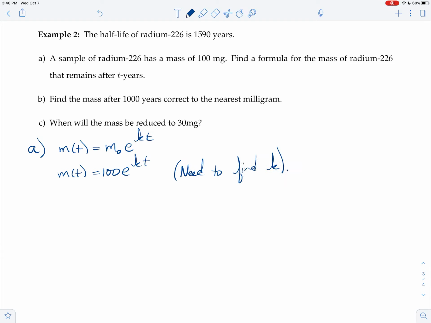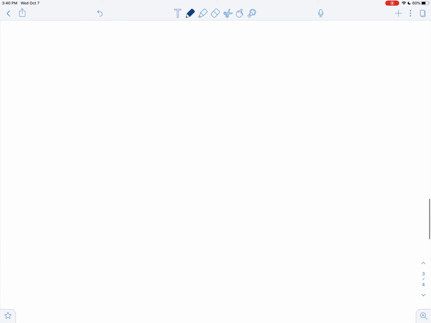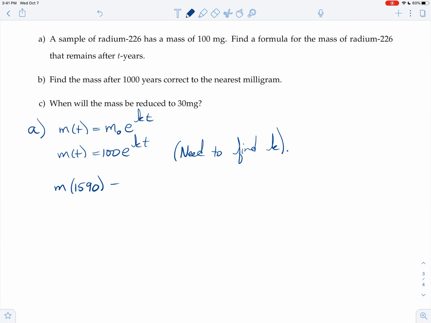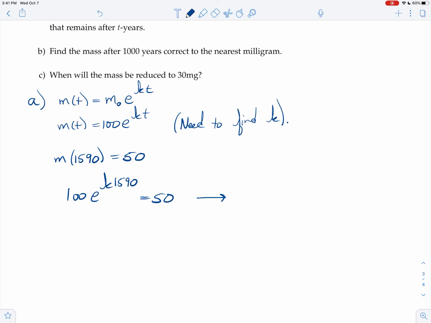All right, so what do we know? Well, we know that m of 1,590, when 1,590 years have passed, we're going to have half of what we started with. We started with 100, so we're going to have exactly 50. But m of 1590 is what? M naught, which was 100, times e to the k times 1590. That's what m of 1590 is. This equals 50. That means that e to the 1590k equals 1/2.